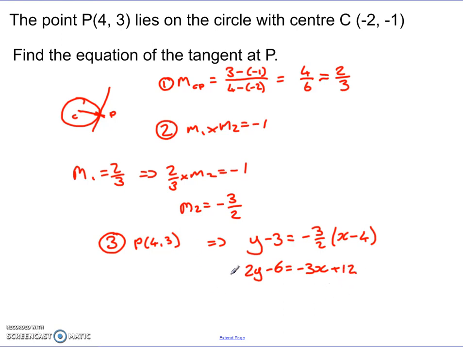Get it all onto the left-hand side, so it's the general equation of a straight line, and we get 2y plus 3x, minus 6, take away 12, take away 18, equals 0. That there is the equation of the tangent at P. We've done all three steps, one after the other, and we've got the answer we want. And it's that simple. Gradient, perpendicular gradient property, get our equation.